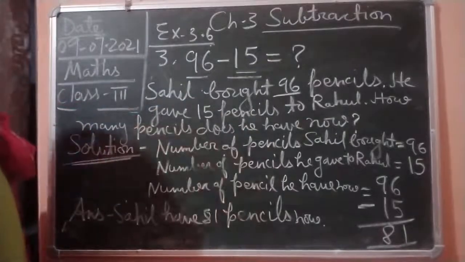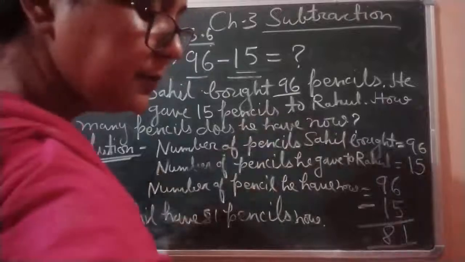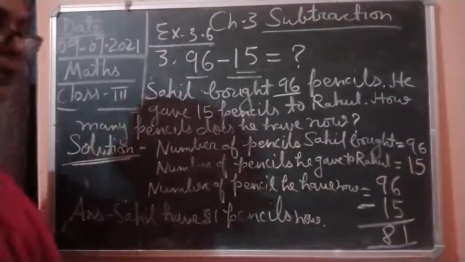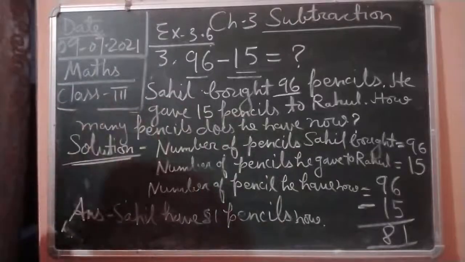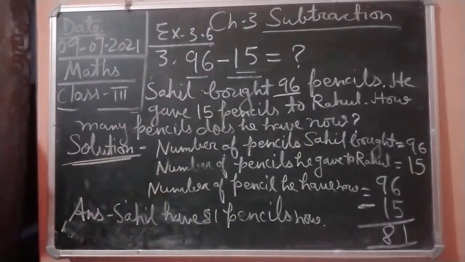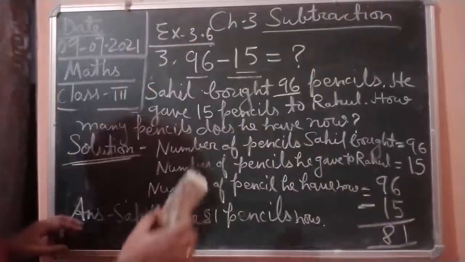Now after that we will do the next one. The next one is number 4, 78 minus 16. Okay. Take a screenshot or complete it. Now number 4 we are going to do.